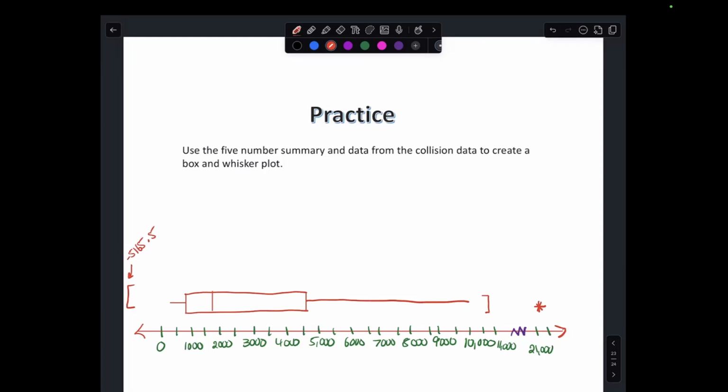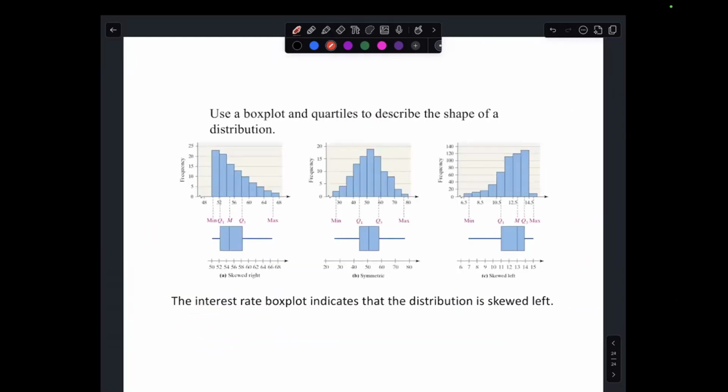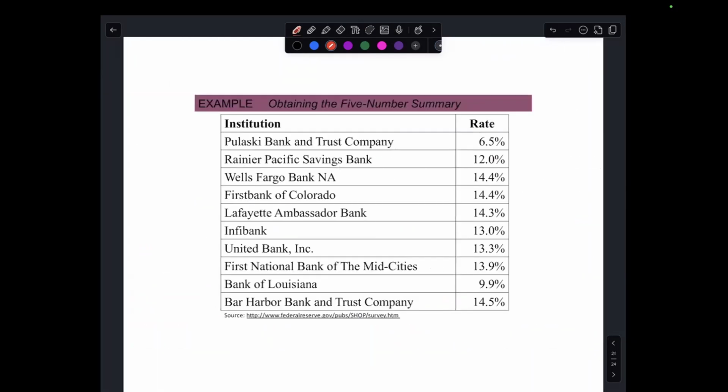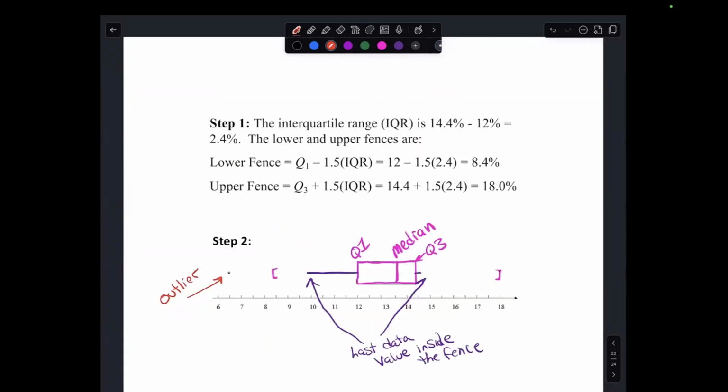All right, I have one more slide before we do the lab. So I'm going to pop over to this. This just kind of shows you how things are skewed. So back to the interest rates over here. I'm going to get rid of all the stuff that's on this one.